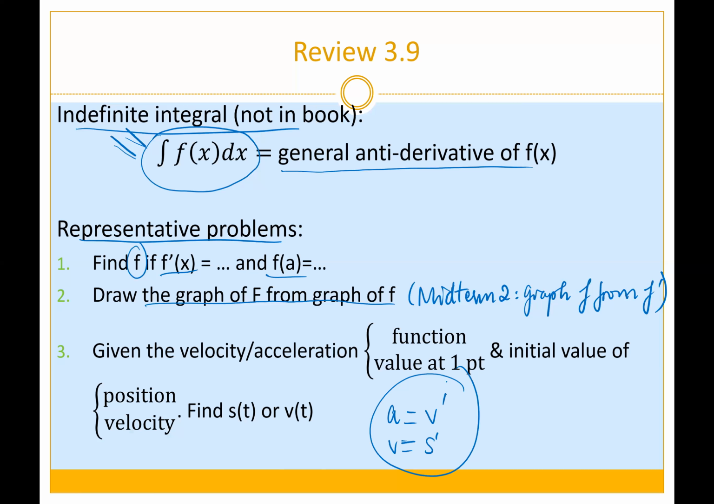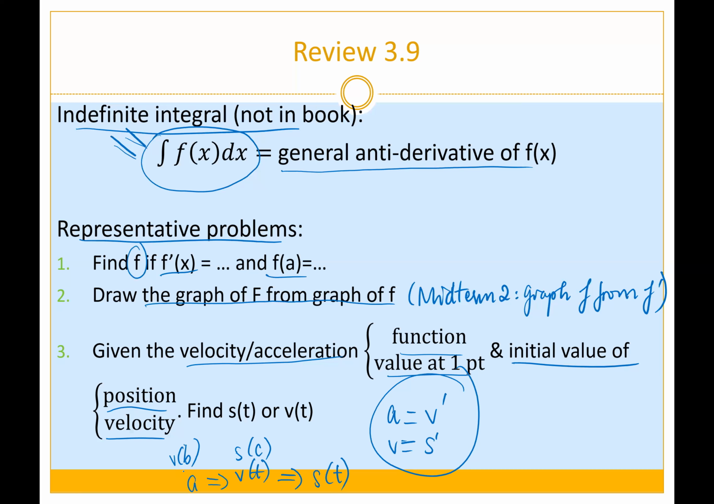You may be given the velocity or acceleration function and the value at one point, so you can find the actual function of velocity or acceleration, and then you'll be given an initial value of position or velocity. So first, say you're given acceleration and v of b, then you'll be able to find what v of t is. And then you'll also be given an initial value of, say, velocity or position, s of c. Then you can find s of t, the general antiderivative. And we're going to see that in the second example. But that's most of the questions that you can be asked in these sections.